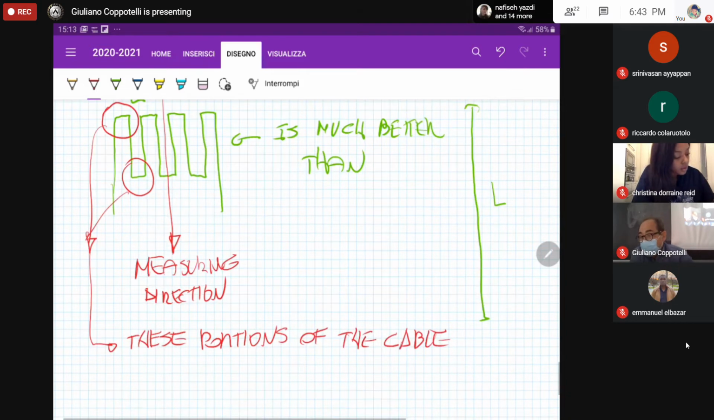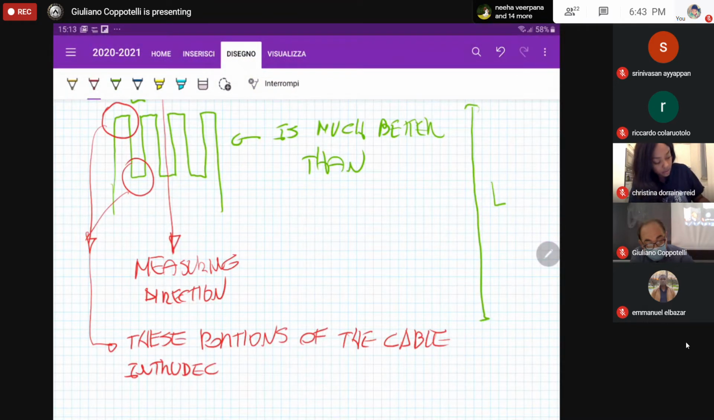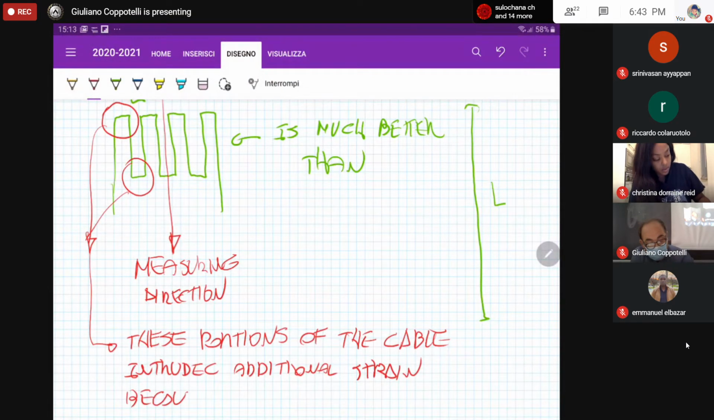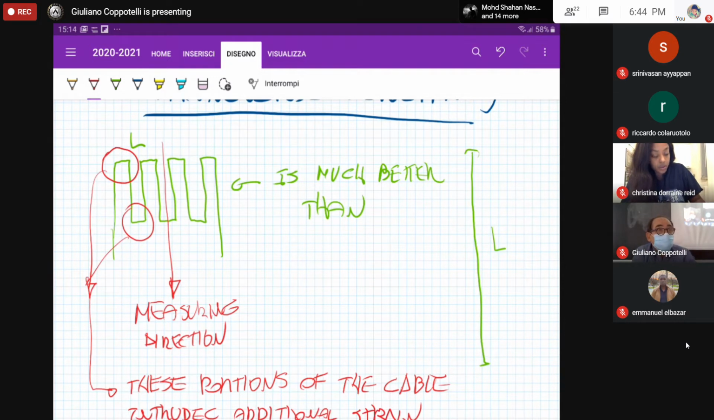okay, which introduces additional strain because of the transverse measuring direction. Okay, and this change of length in the transverse direction is due to the transverse sensitivity, or the transverse behavior, of whatever material.